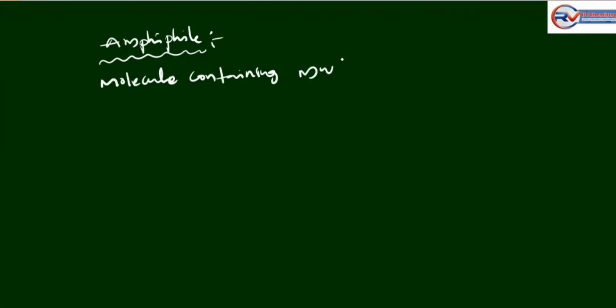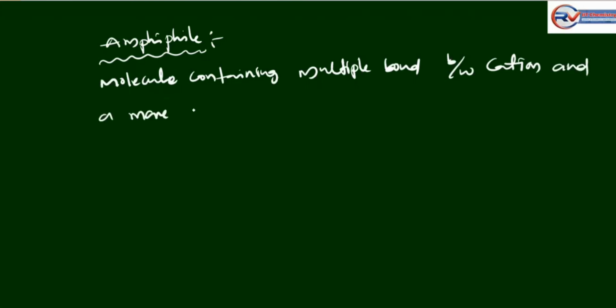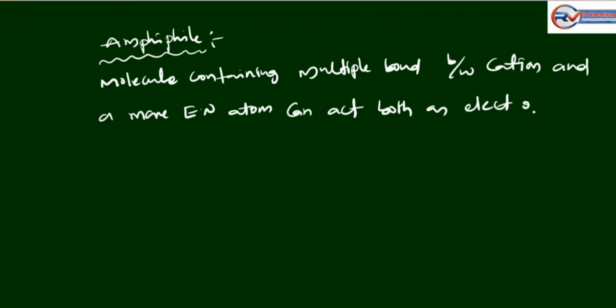A molecule containing a multiple bond between a cation and a more electronegative atom can act both as an electrophile and as a nucleophile. Let's take examples of amphiphiles.